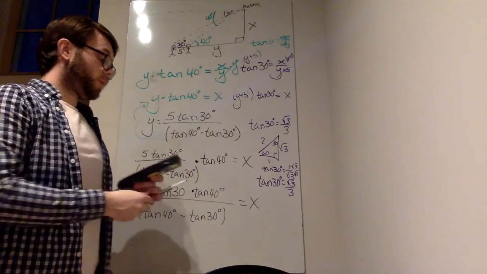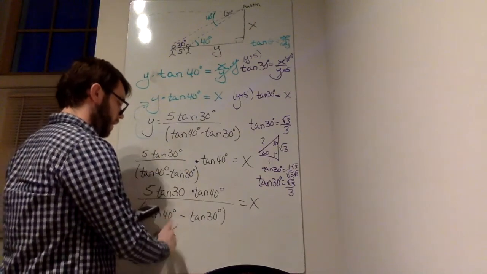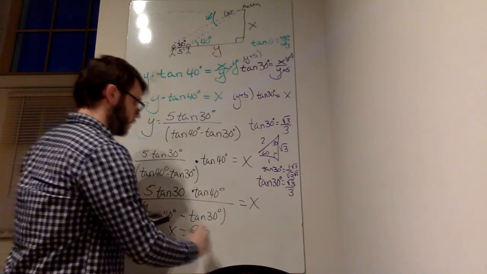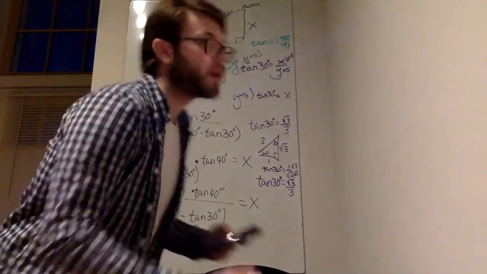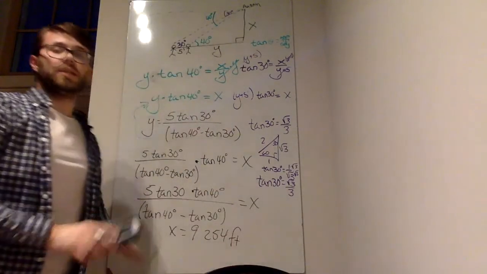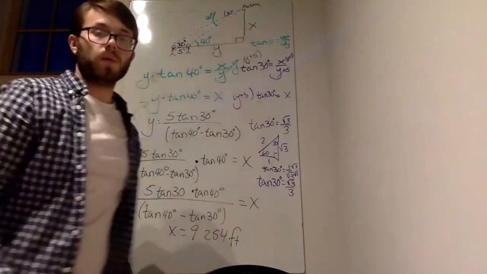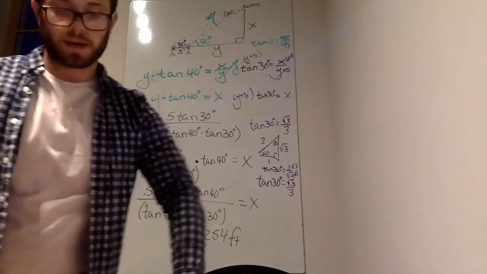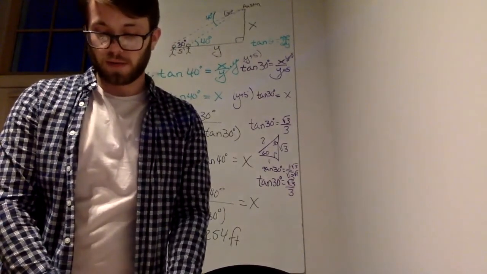All right, and so ultimately I get my answer as x equal to 9.254 in my units. I believe it was feet. So we can say, after all is said and done, that the height of this diving platform was 9.254 feet. And let's double check and make sure that we did everything right.